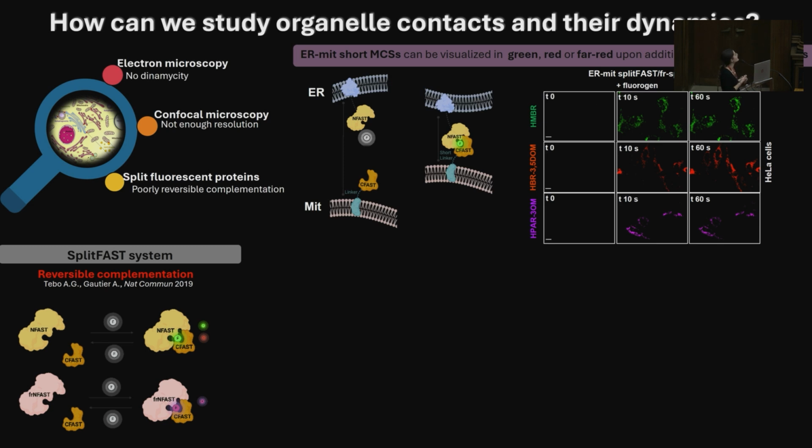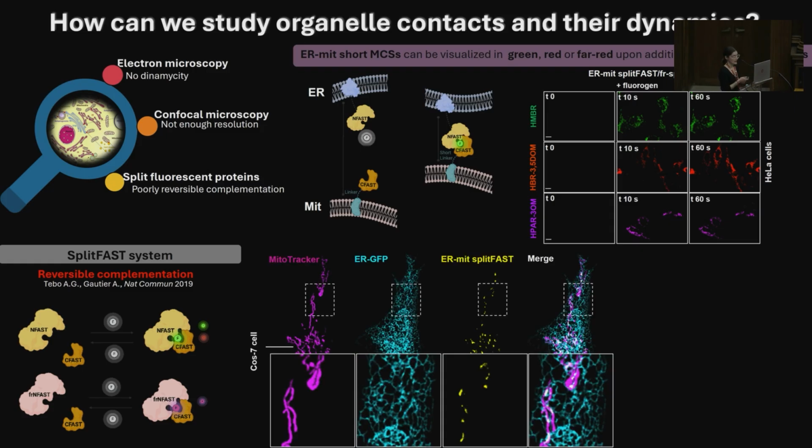So we liked this system, and we targeted the system to organelles. You can see here the example of ER and mitochondria, and so you can visualize fluorescence only at the contact site. To visualize it, you only have to add the fluorogen under the microscope, and just 10 seconds are enough to visualize the full complementation. This is what you see at the microscope. You see the signal coming from the reporter that, as you can appreciate, is present where the two organelles co-localize.